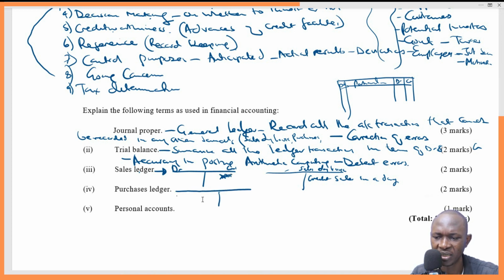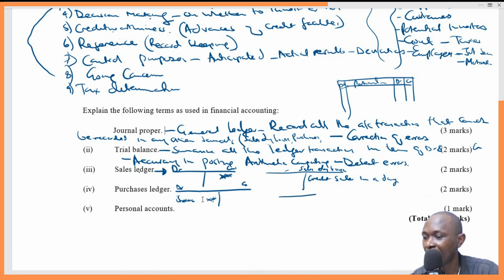Then purchases ledger, same. Purchases ledger is a debit entry because we are buying goods. So goods are coming in the organization. Stocks are increasing. So it's a debit entry. Stock are assets. When assets increase, we debit. So it has the debit, it has the credit side. All the purchases are recorded in the purchase ledger, whether they have been done on credit or in cash.